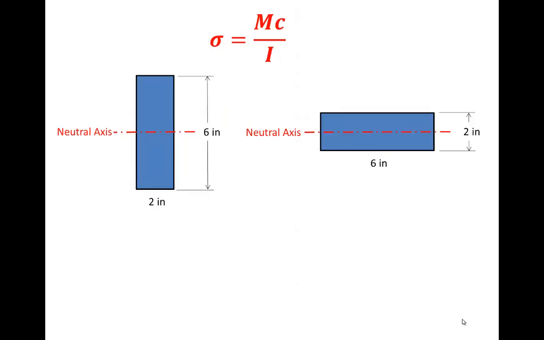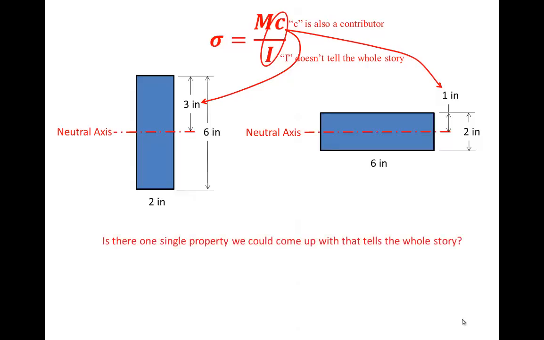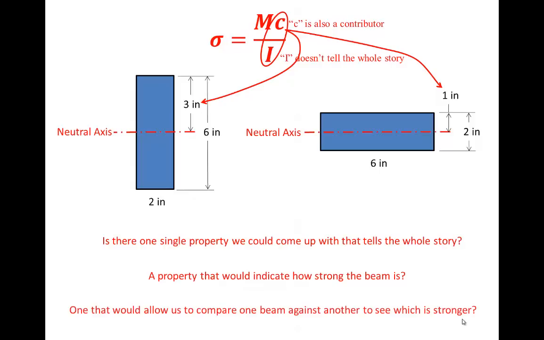Even though this equation for bending stress includes I, it does not tell the whole story. It also includes c, which is also a contributor. c is the distance from the neutral axis to the outermost fiber of material. c is 3 inches in the tall beam and 1 inch in the short wide beam. Both c and I are contributors. Is there one single property that we could come up with that would tell the whole story and include the contribution of both c and I? A property that would be directly related to the strength of the beam, one that would allow us to compare one beam with another to see which is stronger.